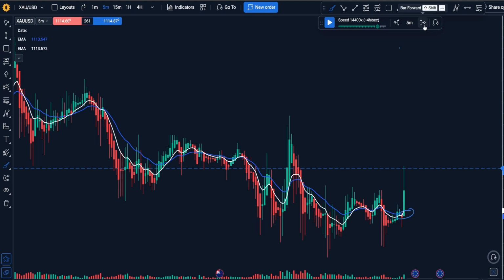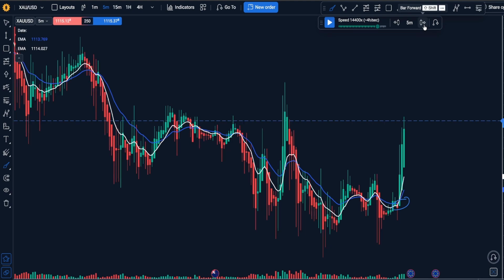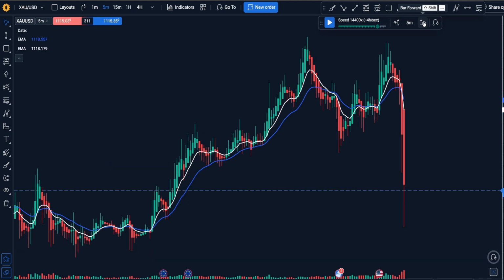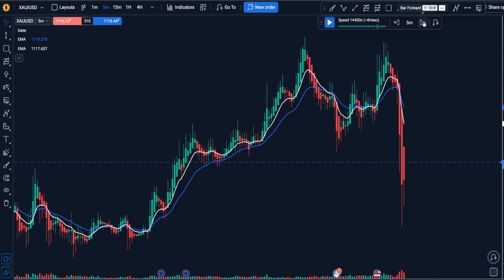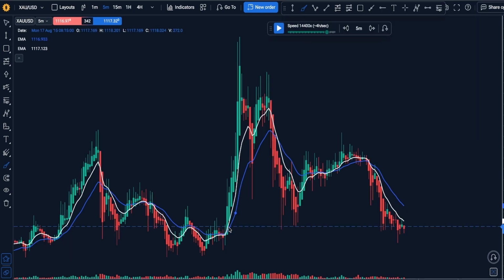When the 9 EMA crosses above the 21 EMA, we're starting to get bullish momentum, so this can give us a possible buy. And when the 9 EMA crosses below the 21 EMA, we're getting bearish momentum, so we can start looking for a sell. For example, right here, we get the bullish cross, and look what price does after. Nice move to the upside. Then over here we get the bearish cross, and again price starts moving lower.